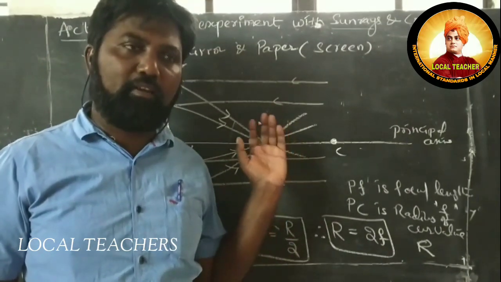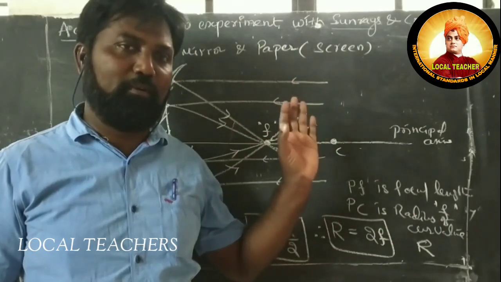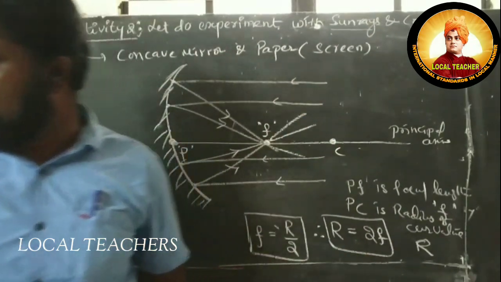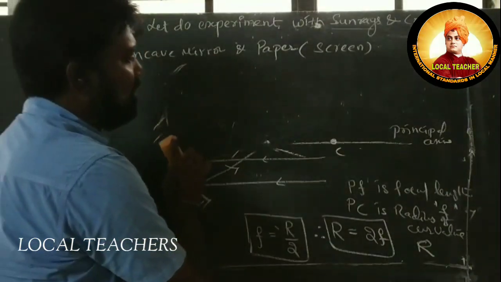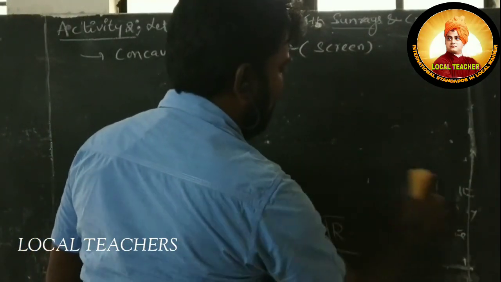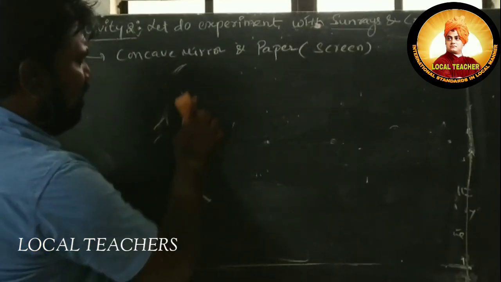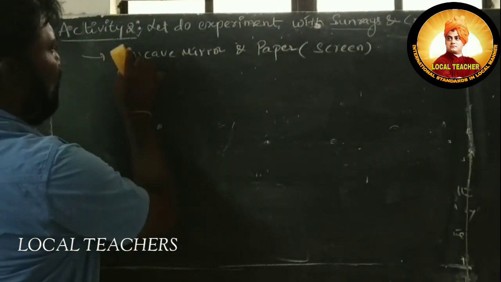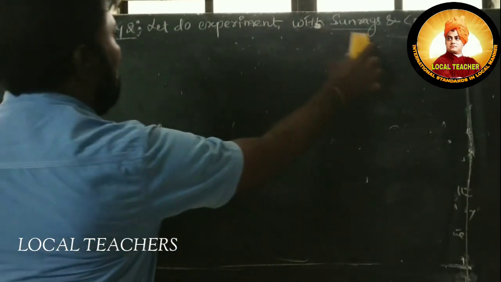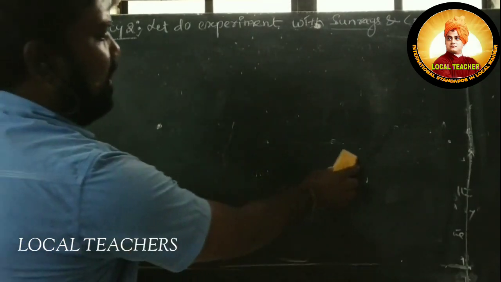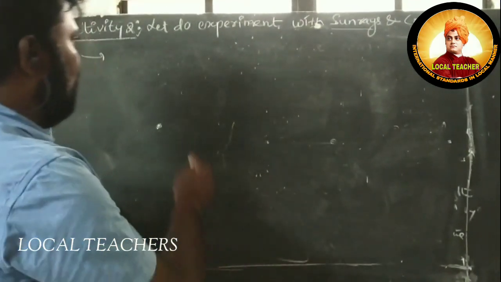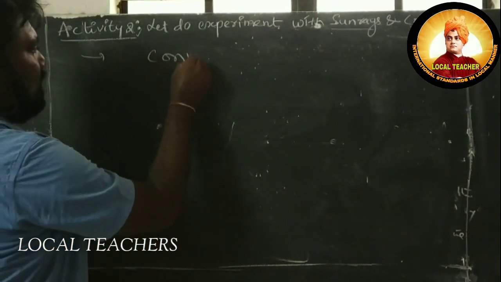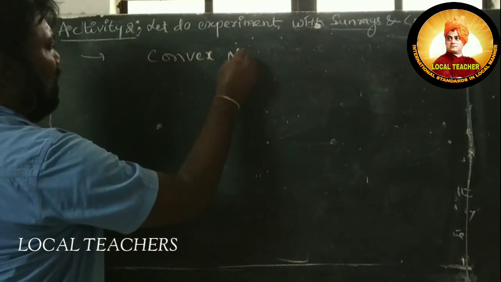సేమ్ ఇట్లనే కాన్కేవ్ మిర్రర్ ఎలాగైతే మనం పట్టుకొని ఉన్నామో అట్లనే ఒకవేళ కాన్వెక్స్ మిర్రర్, ఇఫ్ వి ఫోకస్ ద కాన్వెక్స్ మిర్రర్ ఇన్ ఫ్రంట్ ఆఫ్ సన్లైట్, వాట్ హ్యాపెన్స్? సో లెట్ us see. So this phenomena is applied to convex mirror. Okay. So here convex mirror.